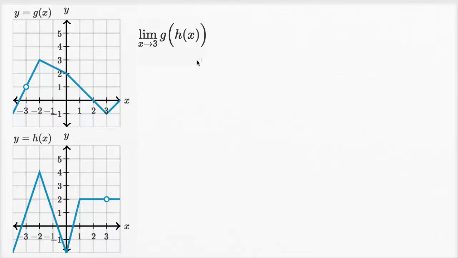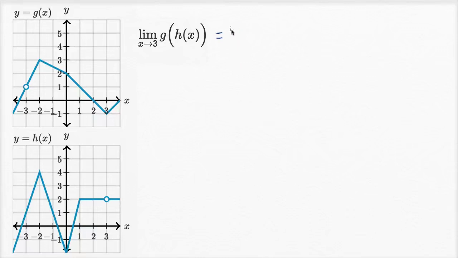Let's now take some limits involving composite functions. So over here we have the limit of g of h of x as x approaches 3. And like always, I encourage you to pause the video and see if you can figure this out on your own. Well, we can leverage our limit properties. We know that this is going to be the same thing as the limit. Actually, let me write it this way.